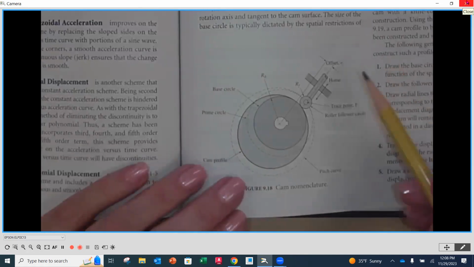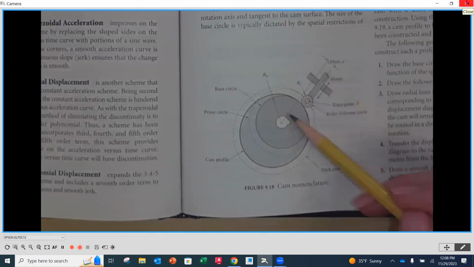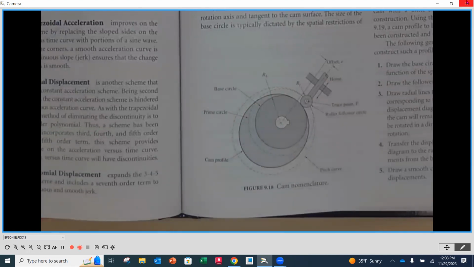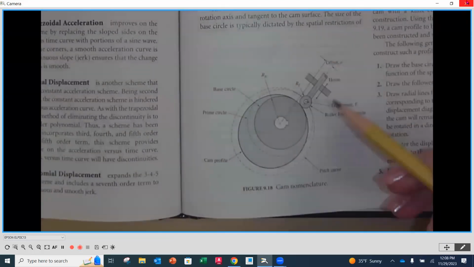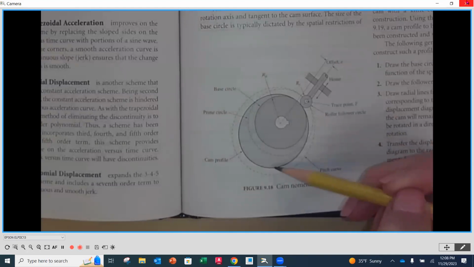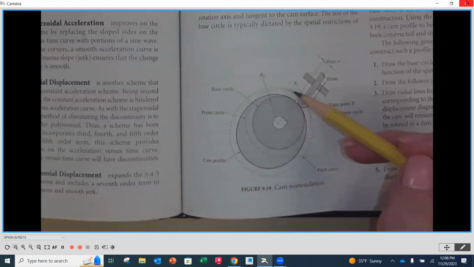So up until this point, we've been looking at just the follower and what the follower has to do, because the follower ends up being what we would call the output, the output motion that we're trying to achieve. So when we talked about how the follower has to rise and fall, and we created a displacement diagram using harmonic motion or cycloidal or constant velocity, that was all about the follower. Now, to get the follower to do that, we have to create the profile that it is going to follow, which is called the cam.